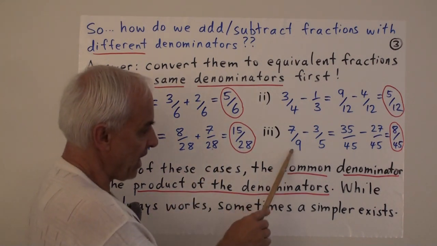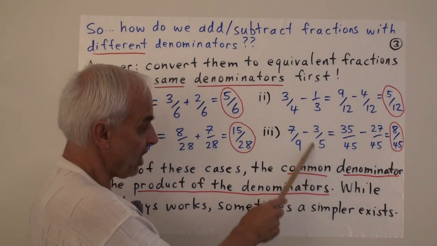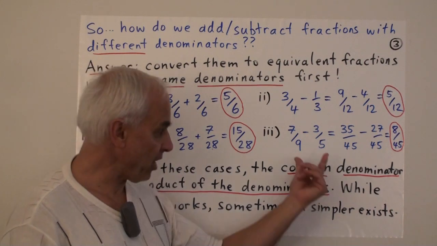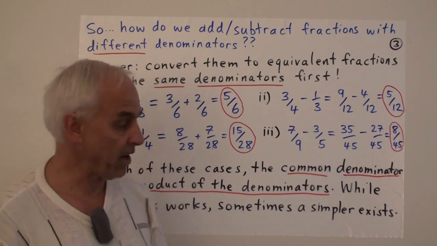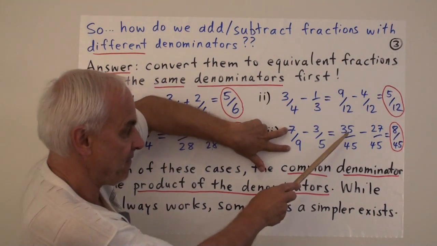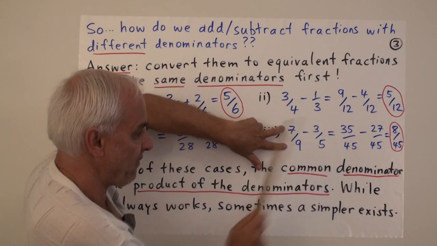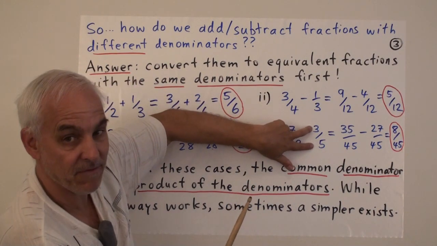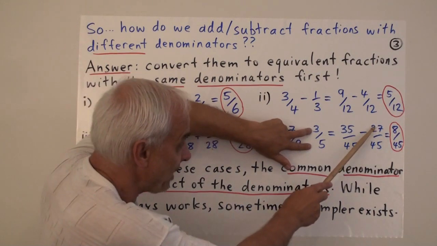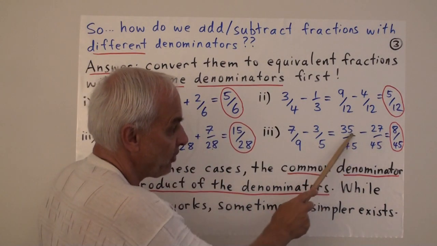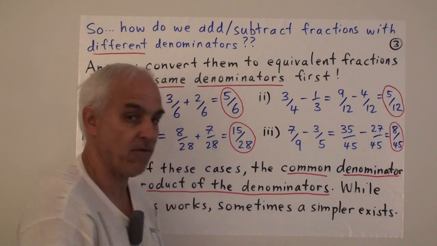Here, this fraction has a denominator of 9 and this one has a denominator of 5, so we're going to use 45, the product of these two, as the common denominator. So we're going to multiply top and bottom of this fraction by 5, changing it to 35 over 45. We're going to change this one by multiplying top and bottom by 9 to give 27 over 45. And then we do the subtraction. 35 minus 27 equals 8 over 45.